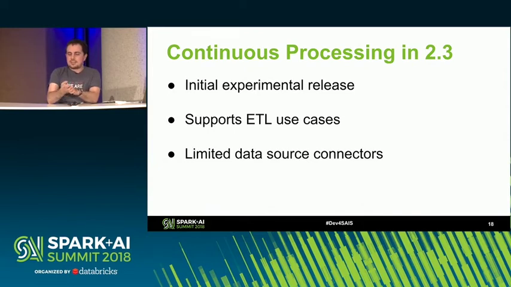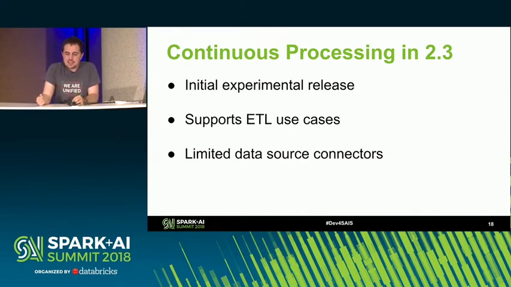So in 2.3, we had the initial experimental release of continuous processing, and it supports ETL use cases, the kind where you need to read a stream, apply a few transformations to the records, clean up the data a little bit, and then write it back. There are a lot of features that we're working on adding now, but they didn't quite make the cut. So for other use cases, it's not quite ready. We hope it will be ready in 2.4 for broad use.